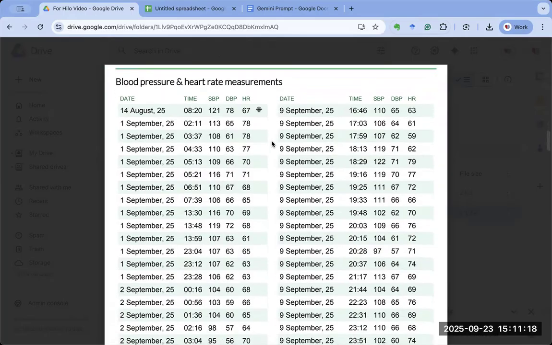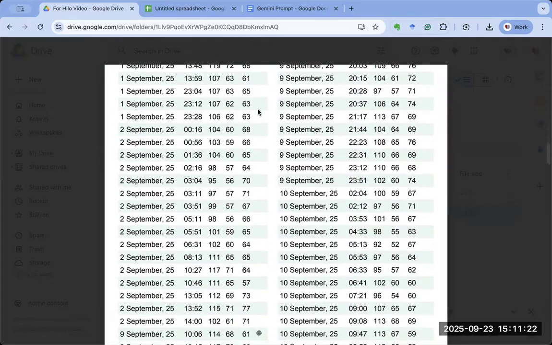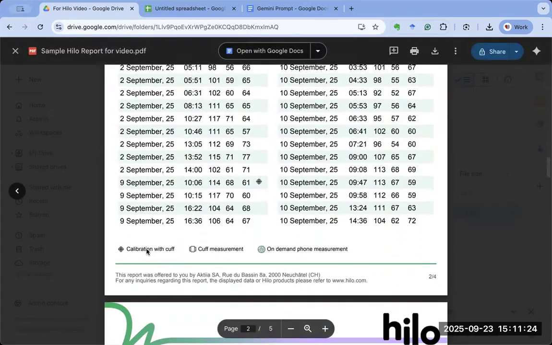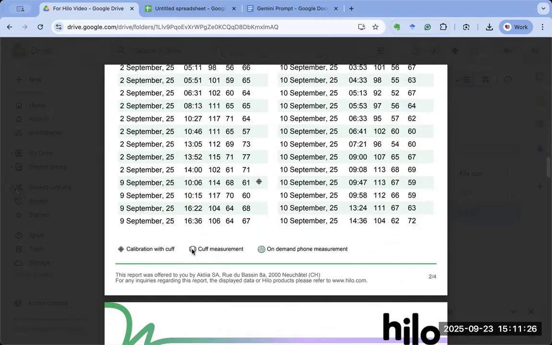Next, you can see the report here. So you know what this icon indicates. The legend is given at the bottom. It indicates a calibration with the cuff, and this would be a cuff measurement. The on-demand phone measurement is not available yet for the devices in Canada. Once they are available, we'll see what it shows. It would probably be something with the camera.